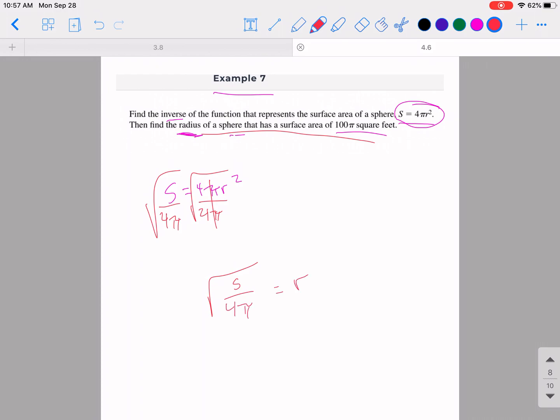And then we're going to find the radius of the sphere that has a surface area of 100 pi square feet. So s stands for our surface area, so we'll plug in 100 pi for s over 4 pi. And 100 over 4 is 25. Pi over pi cancels out, so the square root of 25 is r, so our radius was 5 feet. Are we in feet? Yeah, feet.